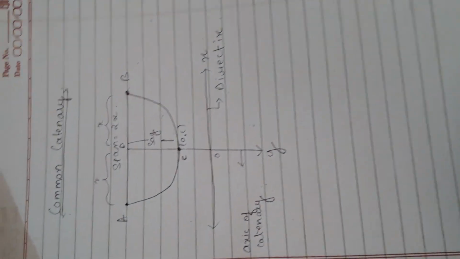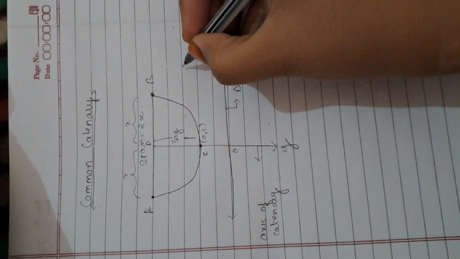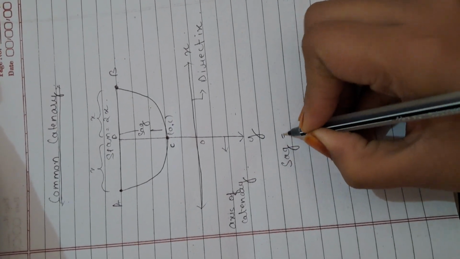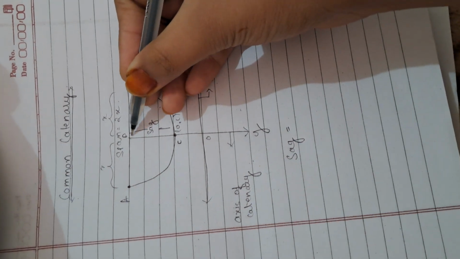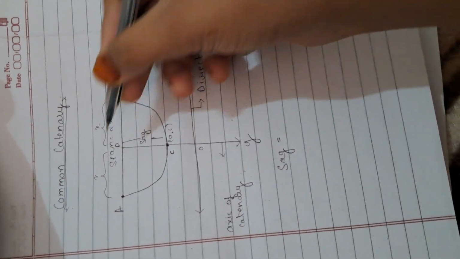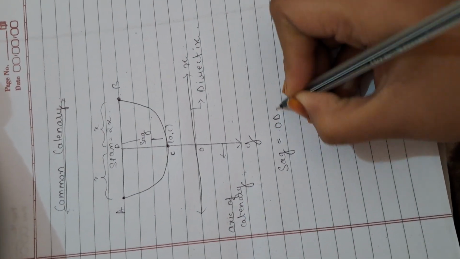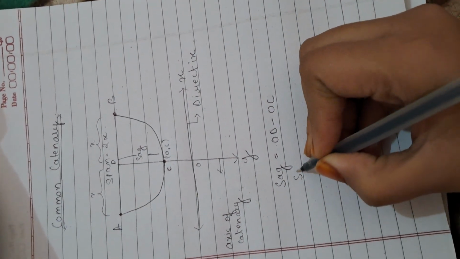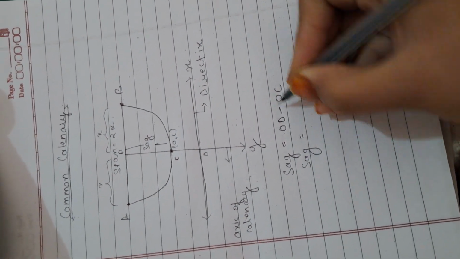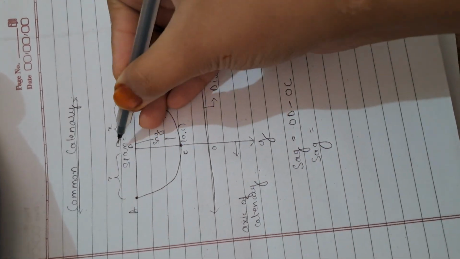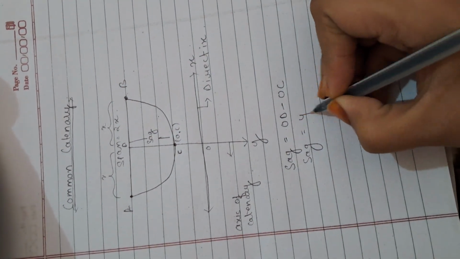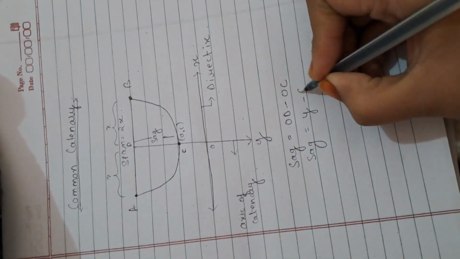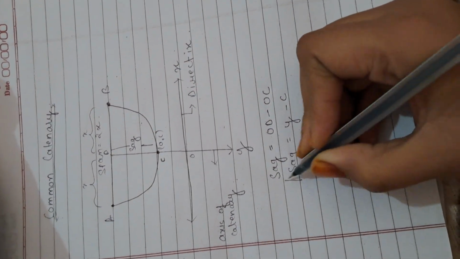Let us consider this point O. So our sag will be equal to the whole length OD minus this length OC. We can write this as sag equals OD, which is our y, minus OC, which is equal to C. So our sag will be equal to y minus C.